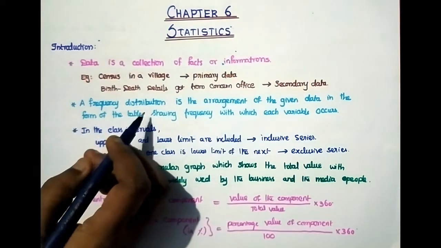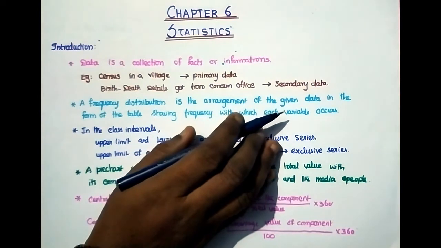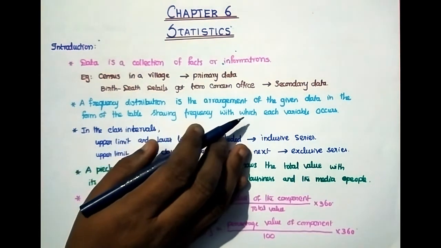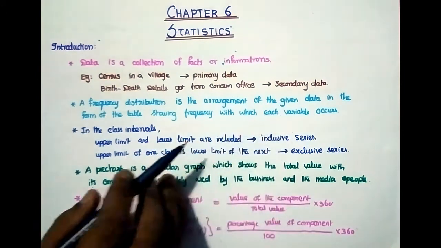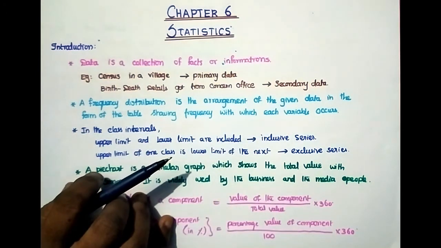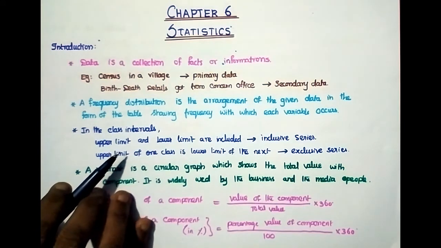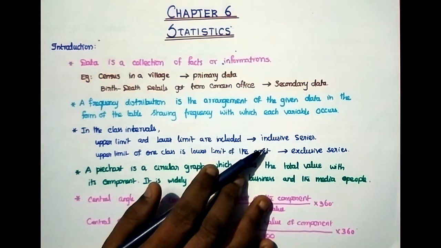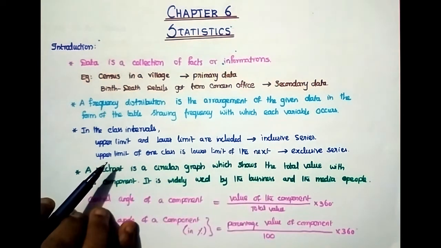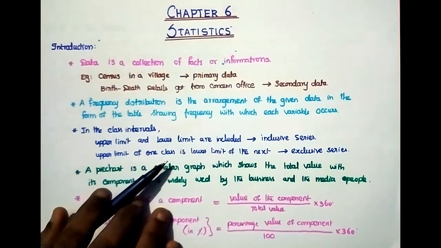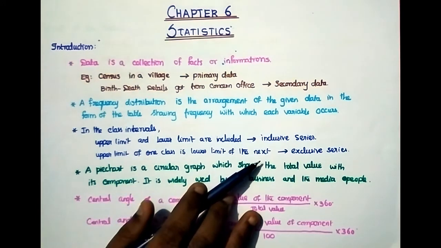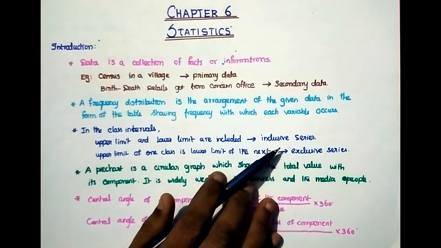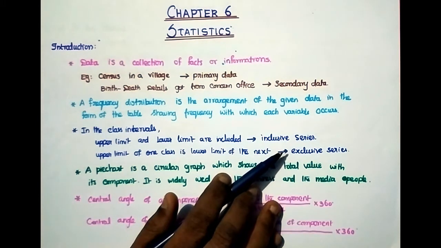A frequency distribution is the arrangement of the given data in the form of a table showing the frequency with which each variable occurs. In the class intervals, upper limit and lower limit are included. Inclusive series, that is, and upper limit of one class is lower limit of the next one, that is exclusive. This one is the continuous and discontinuous series.